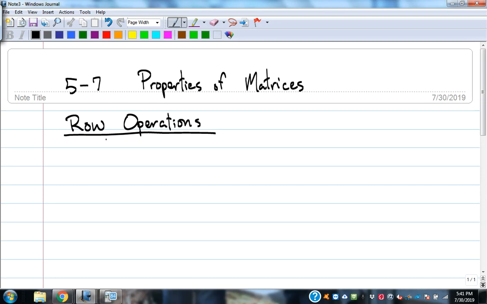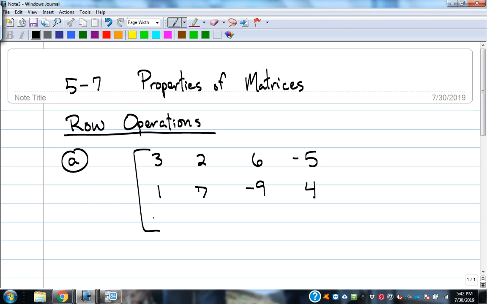So let's just pick up a matrix. We're going to call this matrix 3, 2, 6, -5. So it's got 4 columns is what we've got there. 1, 7, -9, 4, -8, 10, 2, and -13. Okay, so there's our matrix that we're going to do a row operation to.